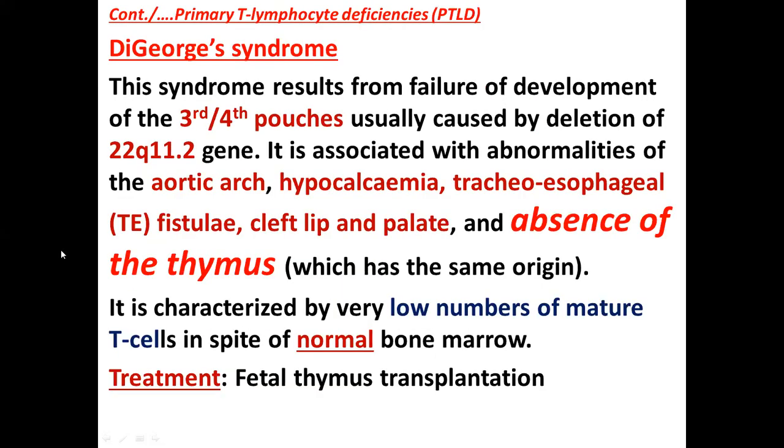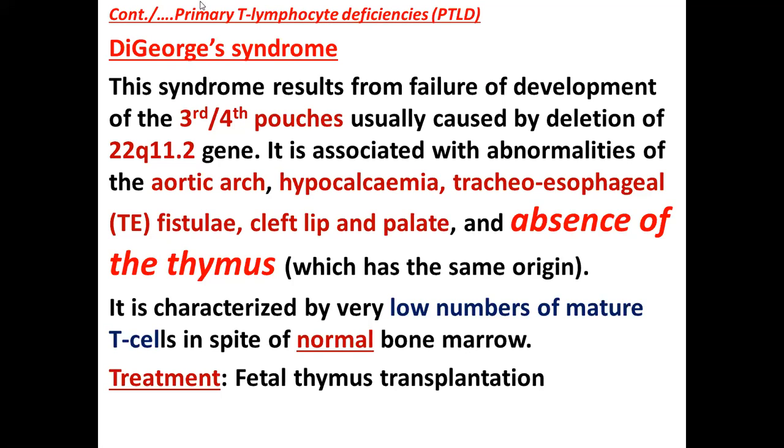So let us take a few examples of T lymphocyte deficiency. DiGeorge syndrome. This is a summary before I talk about anything. In DiGeorge syndrome, there is no thymus, absence of thymus. You know the role of the thymus in T cell maturation. Without thymus, there will be no T cells.